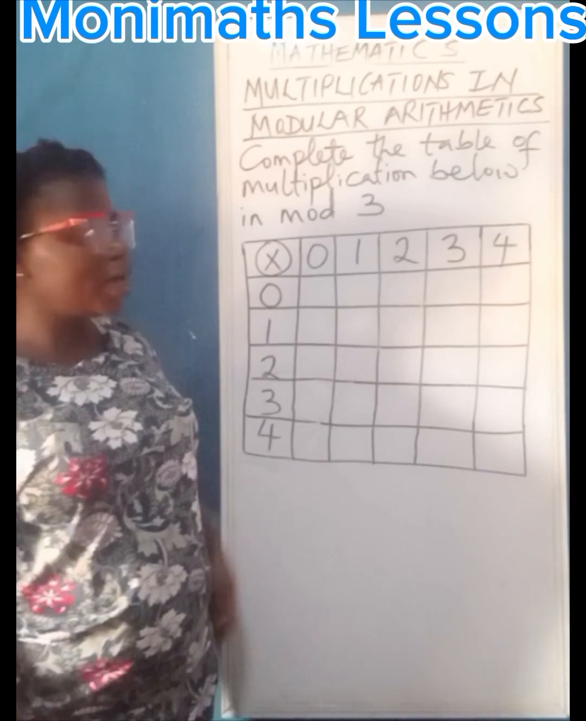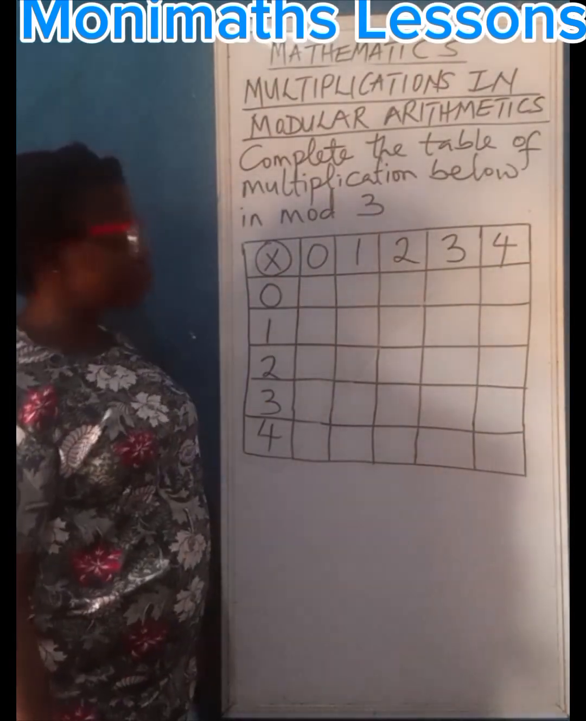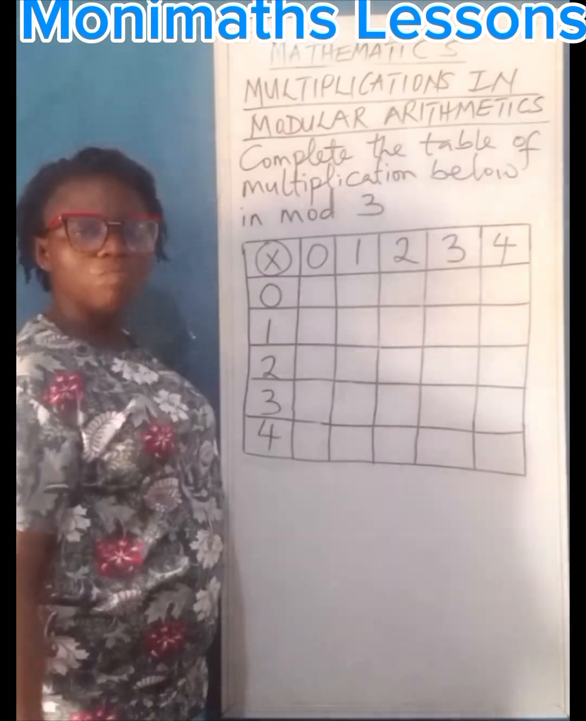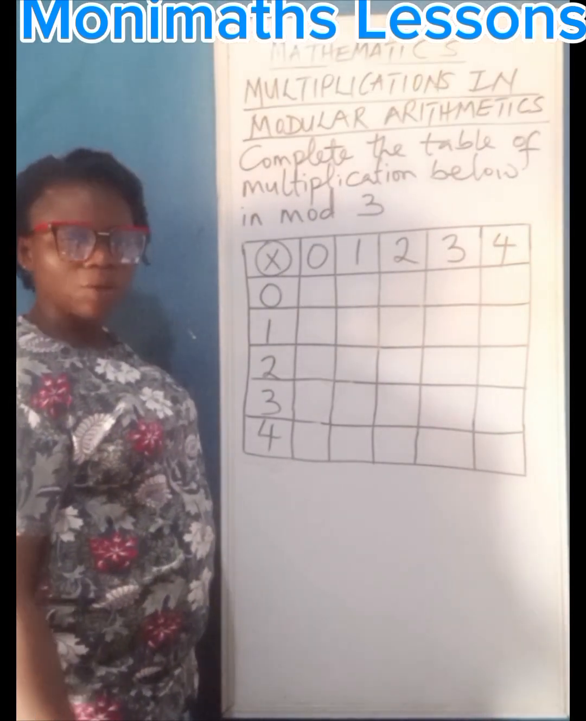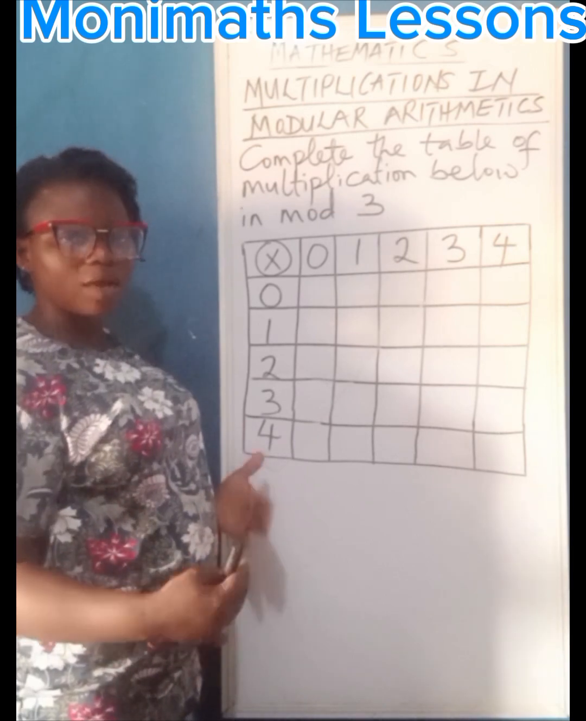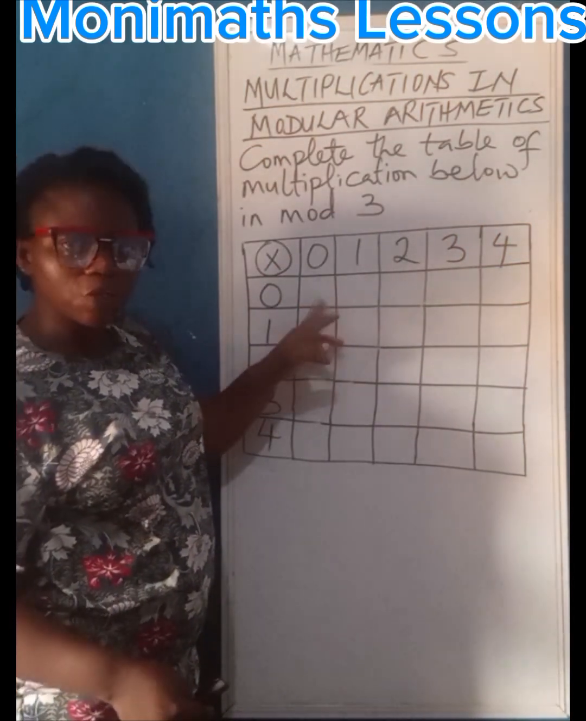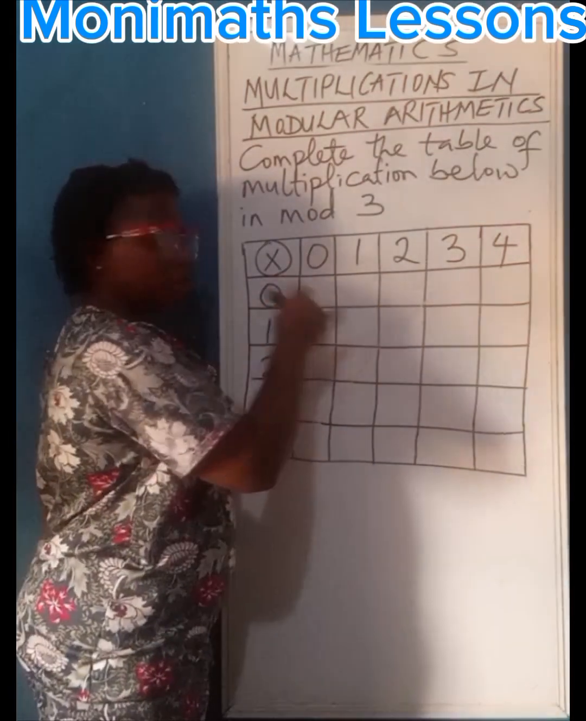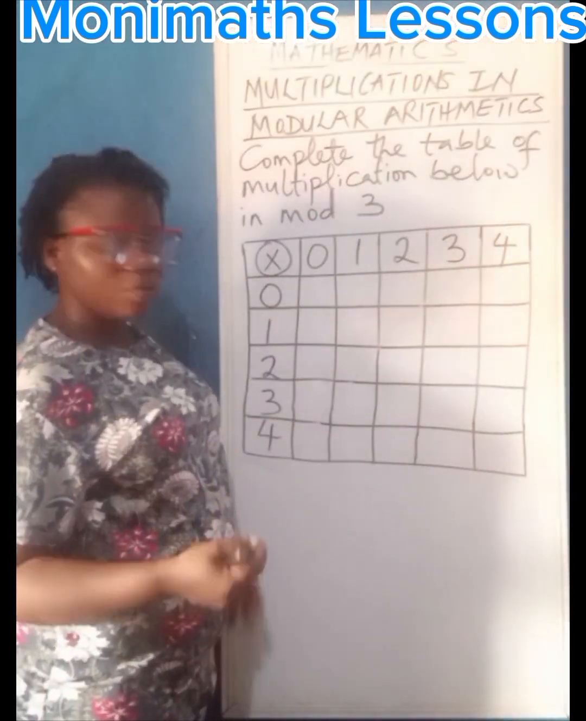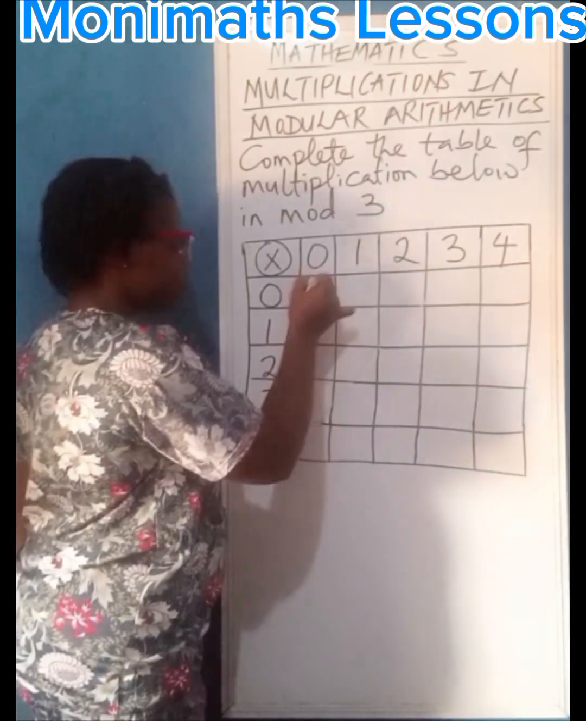This is modular multiplication. Complete the table of multiplication below in modulo 3. Let us do the multiplication. We will go one after the other. This point is the intersection of 0 and 0. So 0 times 0 is 0. 0 is within the range of modulo 3. So I will write 0.